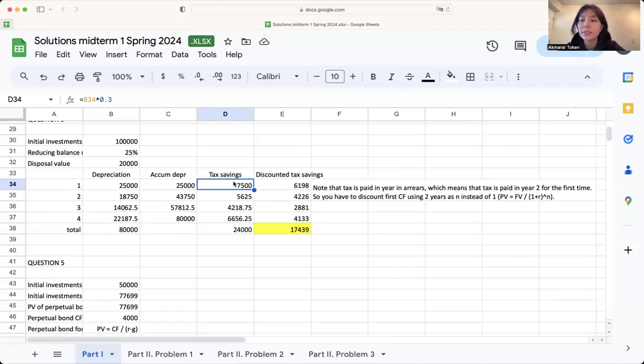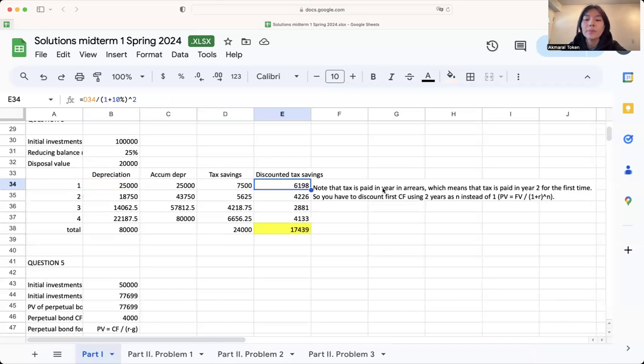So tax savings is calculated as depreciation expense for the year multiplied by the tax rate. The tax rate is given as 30%. So $25,000 multiplied by 30% gives us $7,500, and the same for the second year, third year, and fourth year. Those are the tax savings for 4 years, and the sum of these four numbers gives us $24,000, but this is not the present value yet. You have to discount those tax savings in order to find the correct answer for this question.